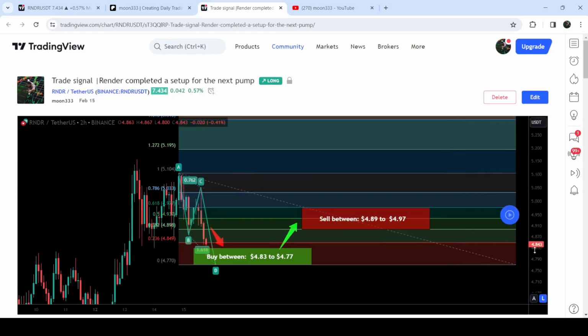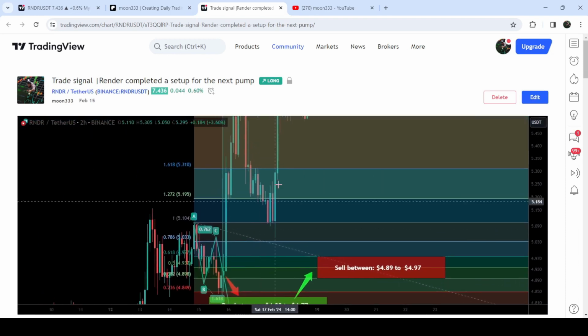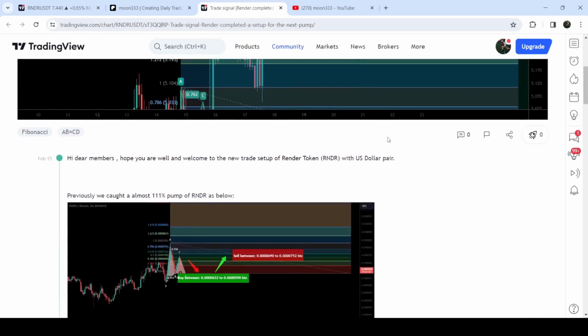And now if I play this chart, then you can see that the price has started a very massive reversal from this buying zone and rallied beyond the sell target zone. And so far, it has rallied more than 65%.